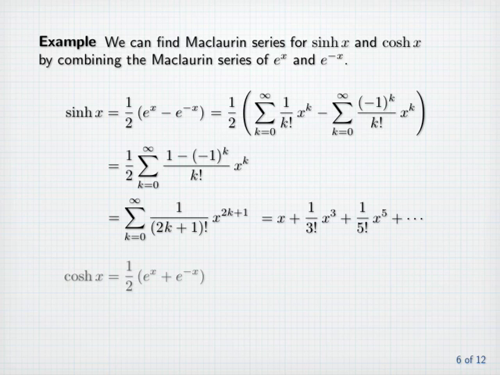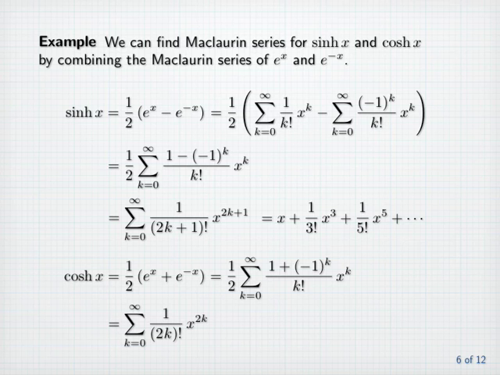Now recall that cosh x is equal to 1/2 of e to the x plus e to the minus x. And so, in almost the same way as above, we have 1/2 of the sum from k equals 0 to infinity of 1 plus minus 1 to the k over k factorial times x to the k, and this time the numerator in the coefficient of x to the k is 0 when k is odd and 2 when k is even. So we can factor a 2 out of the series, getting rid of the 1/2 out front, and write the series as the sum from k equals 0 to infinity of 1 over 2k factorial times x to the 2k, which is 1 plus 1 over 2 factorial x squared plus 1 over 4 factorial x to the 4th, and so on. Now notice that this is just like the series for cosine x, again without the alternating sign.